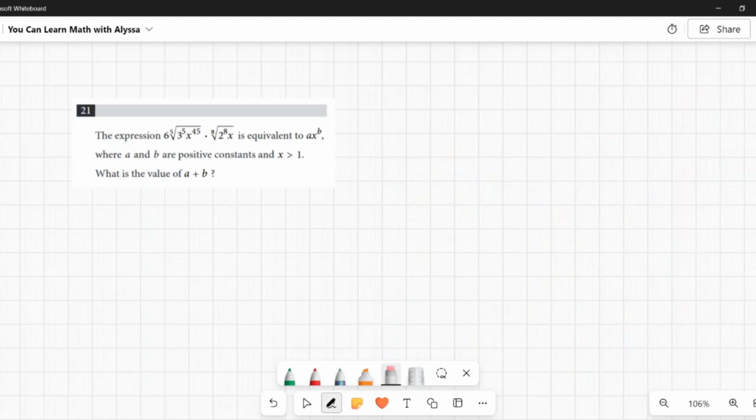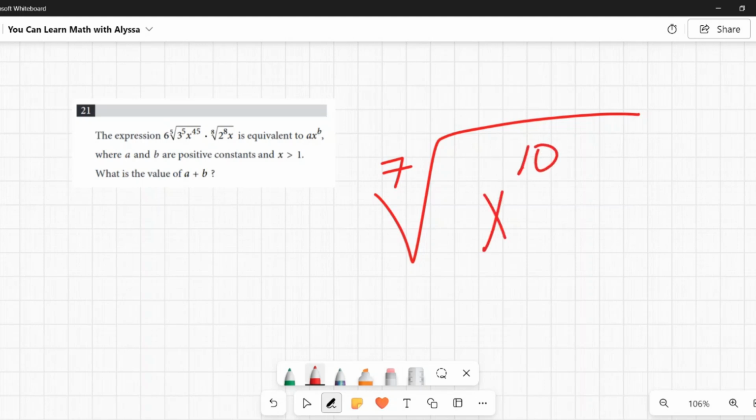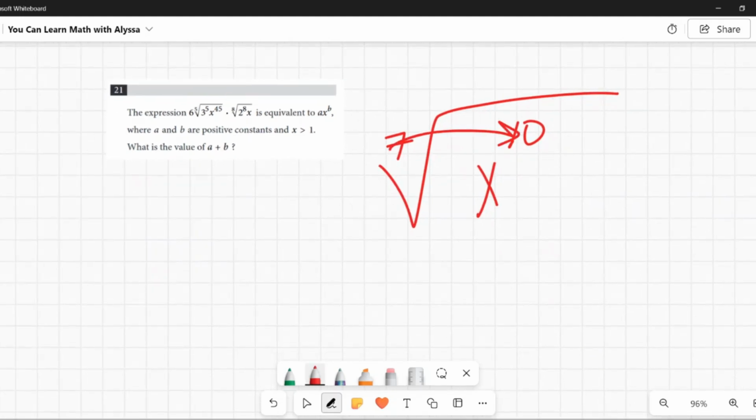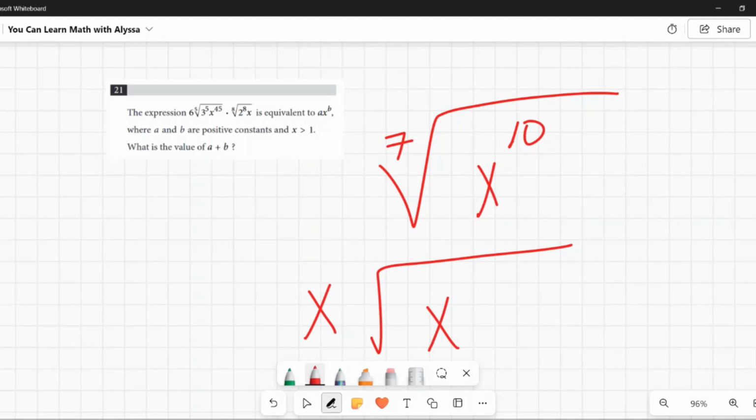And last but not least is if you have the root of something and there's a variable underneath with a power, like say this was the 7th root of x to the power of 10, you can divide 7 into 10. However many times it goes in is what you can pull out. The remainder is what you leave behind. So in this case, 7 goes into 10 one time. So 1x, or x to the power of 1, comes out. The remainder is 3. X cubed is what's left behind.